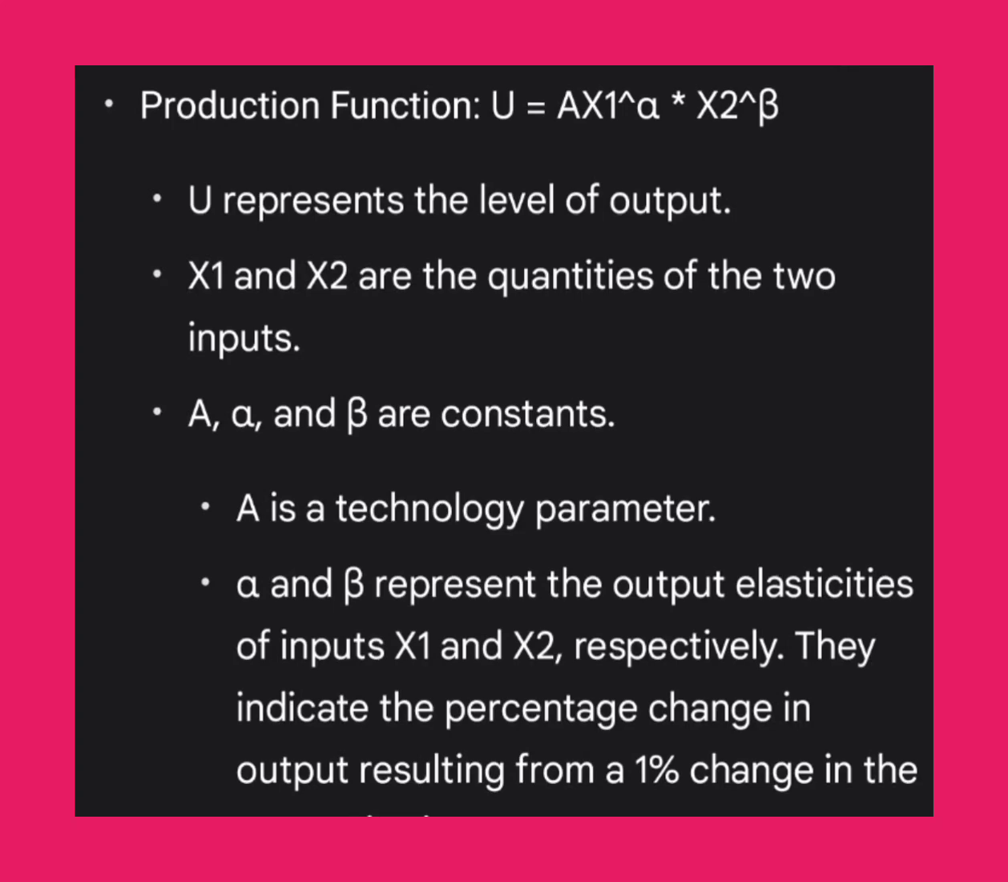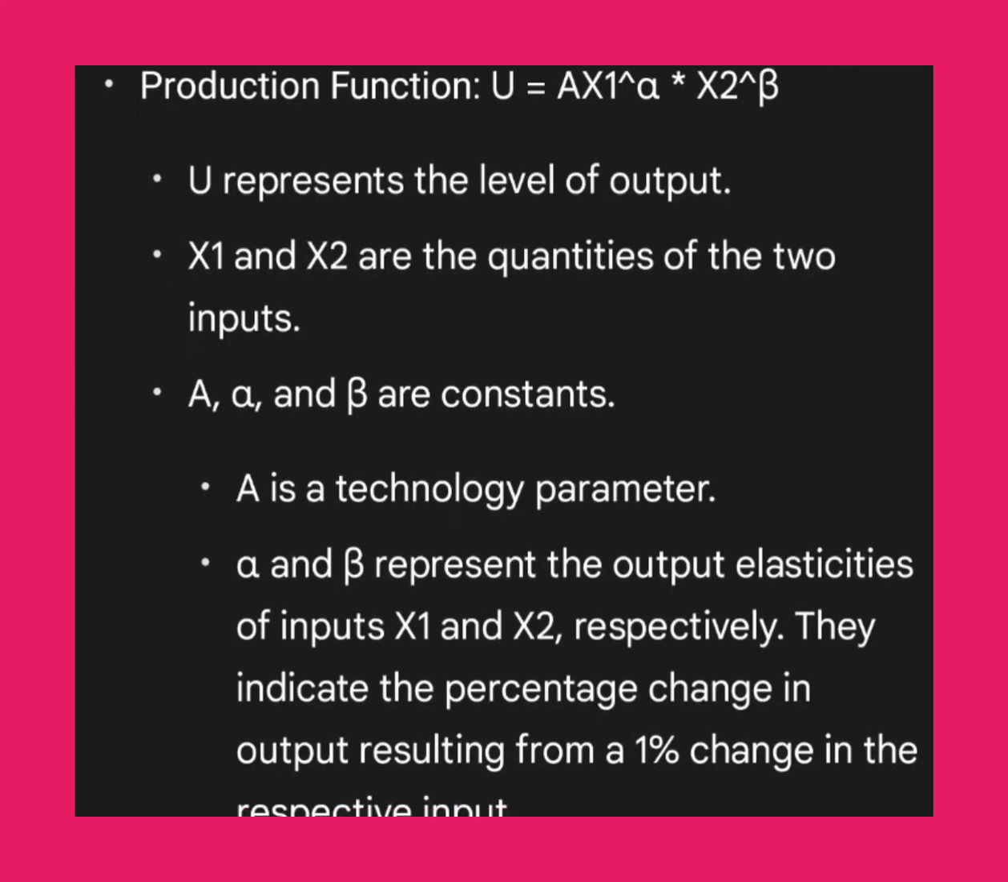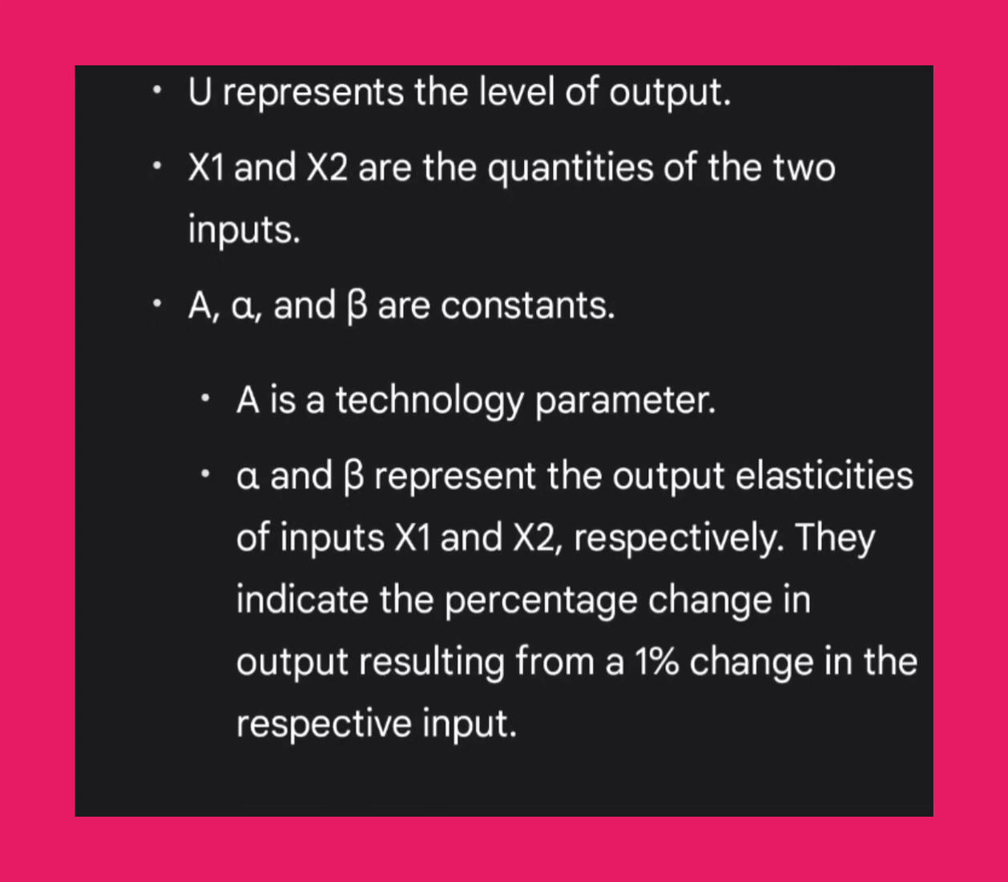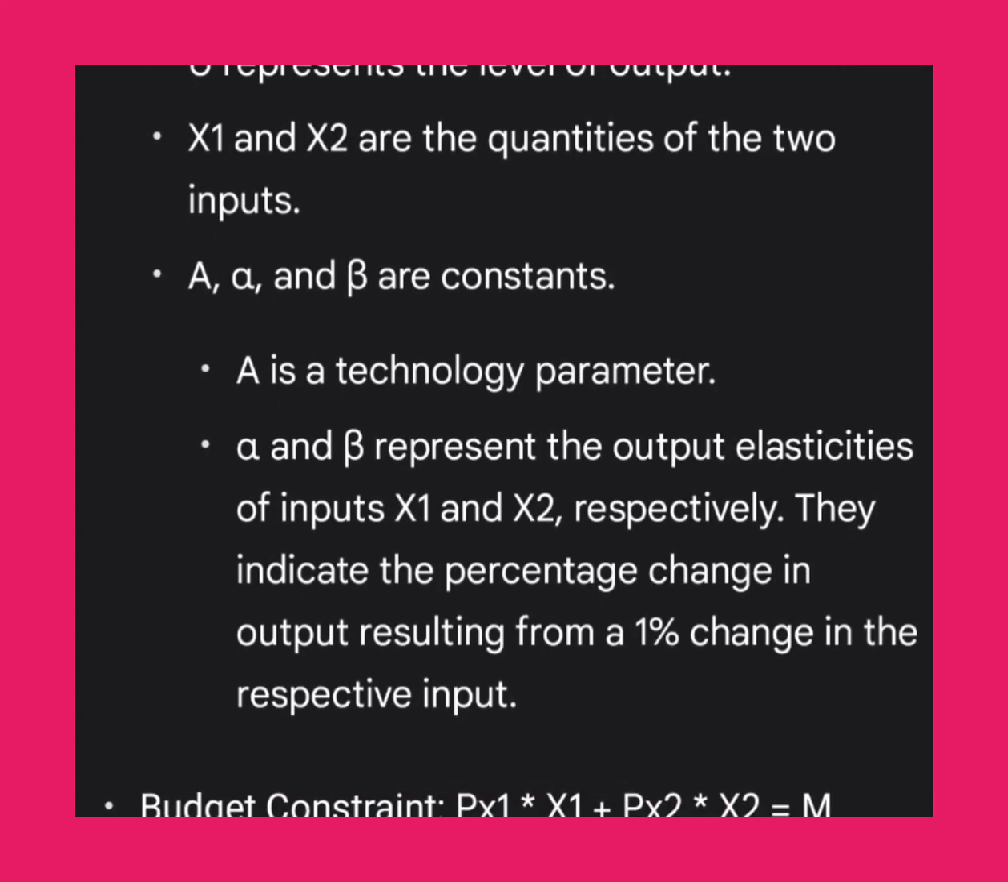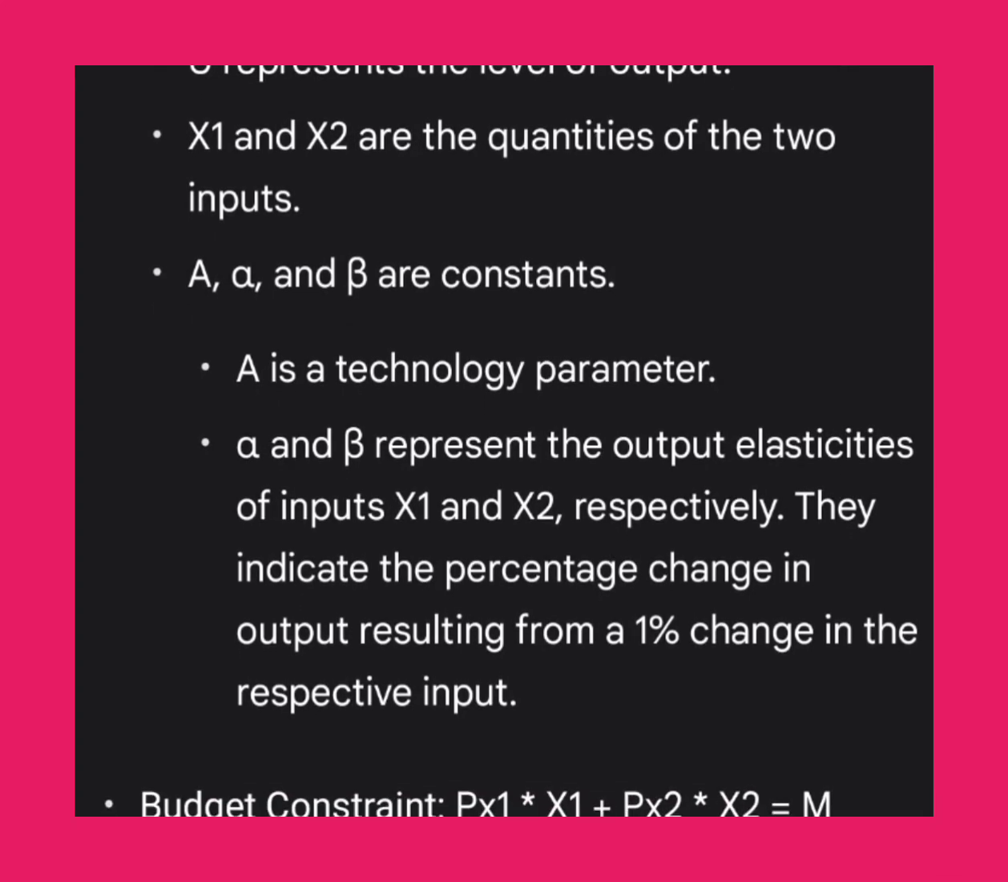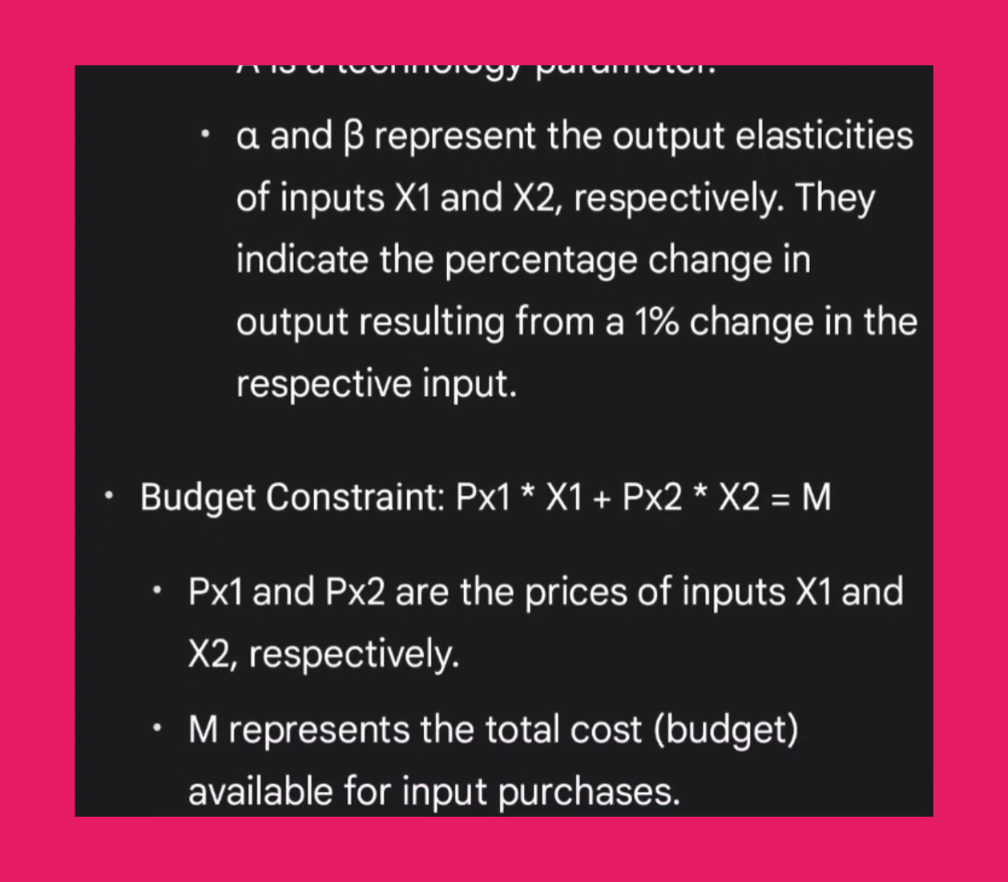U represents the level of output. x1 and x2 are the quantities of the two inputs. A, alpha and beta are constants. A is a technology parameter. Alpha and beta represent the output elasticities of inputs x1 and x2, respectively. They indicate the percentage change in output resulting from a 1% change in the respective input.